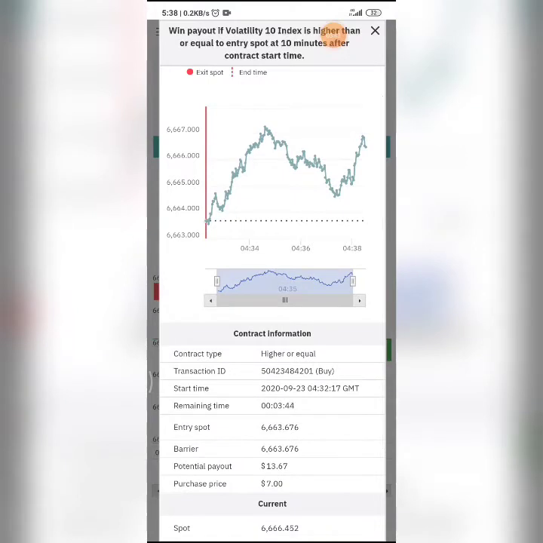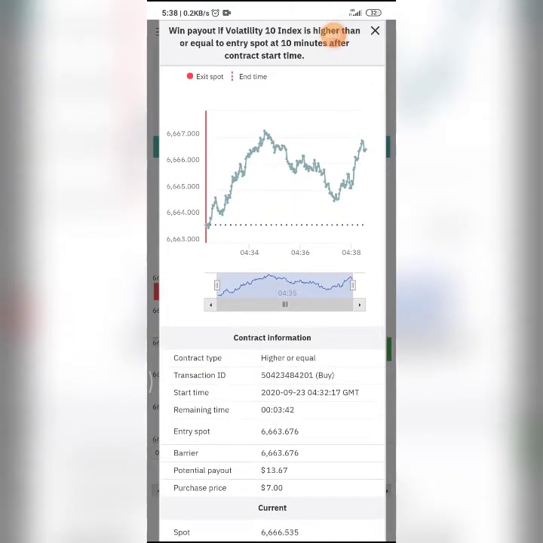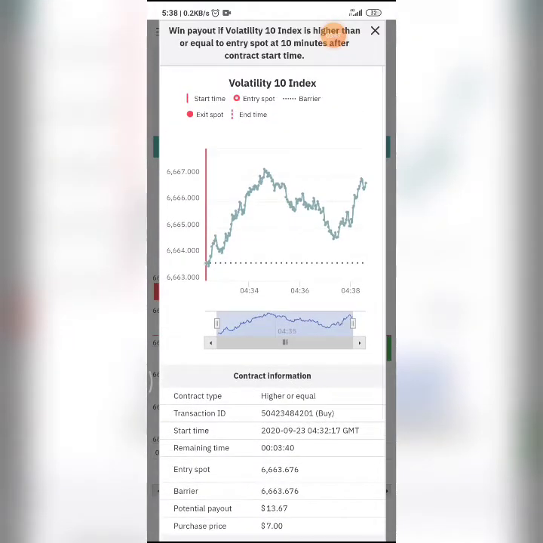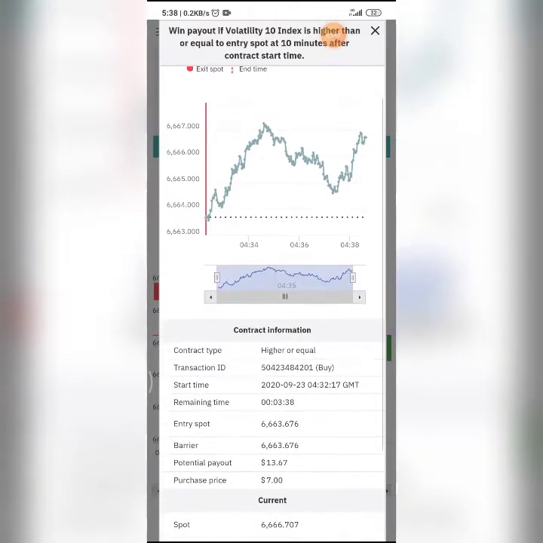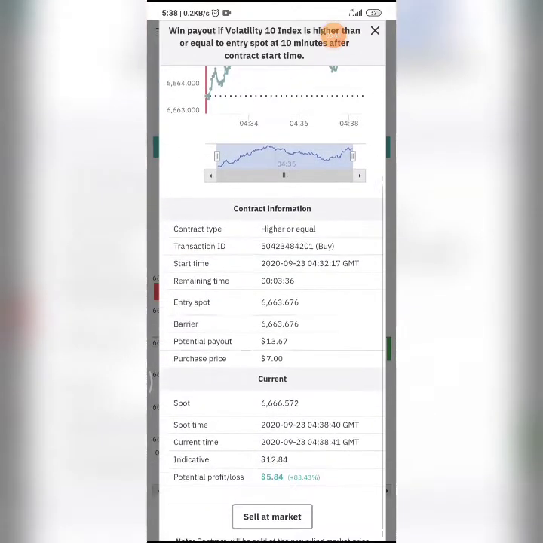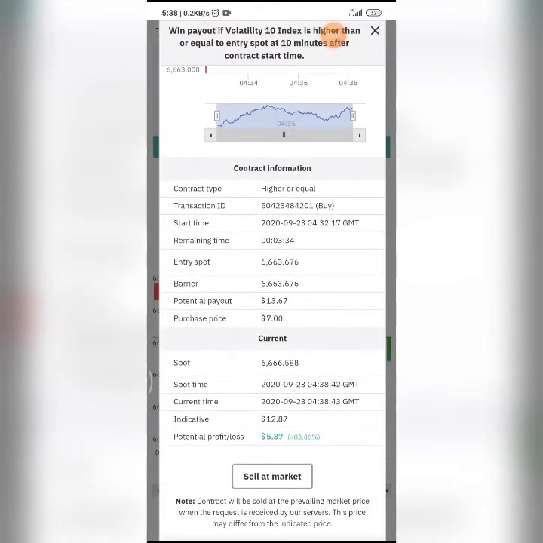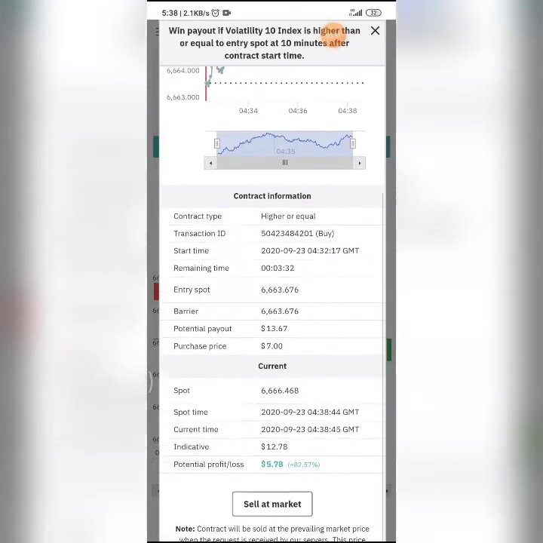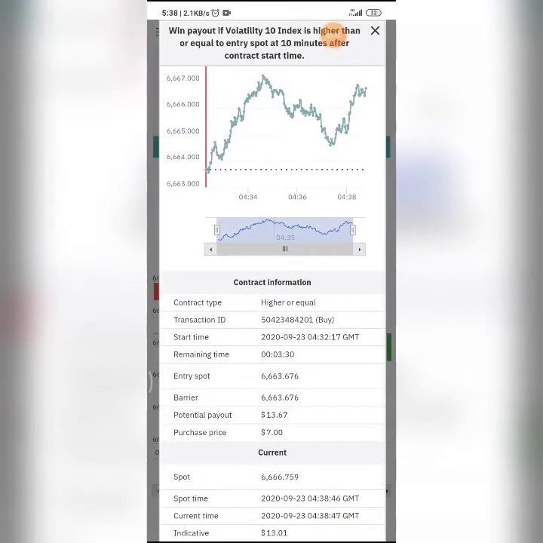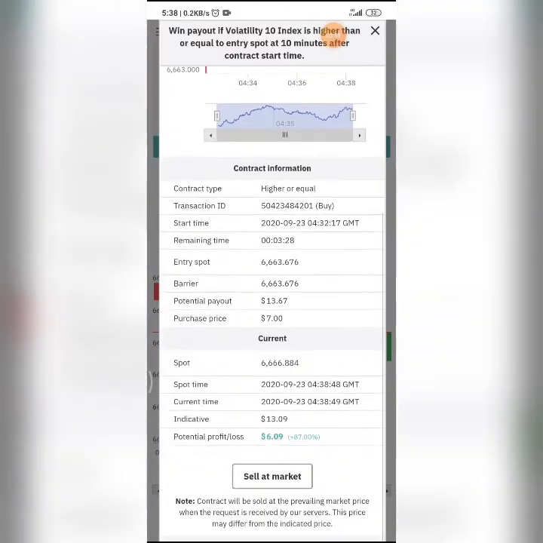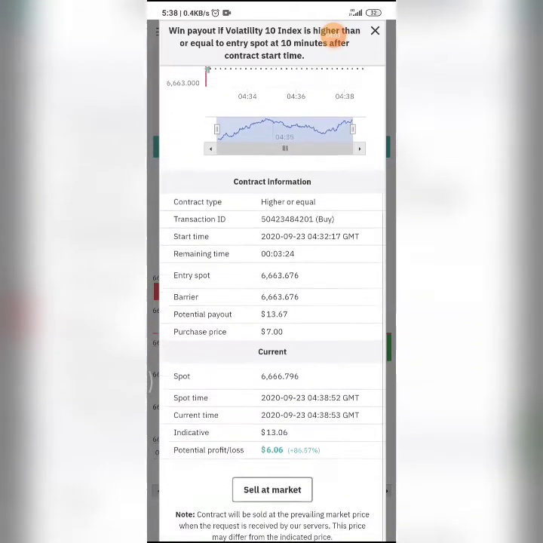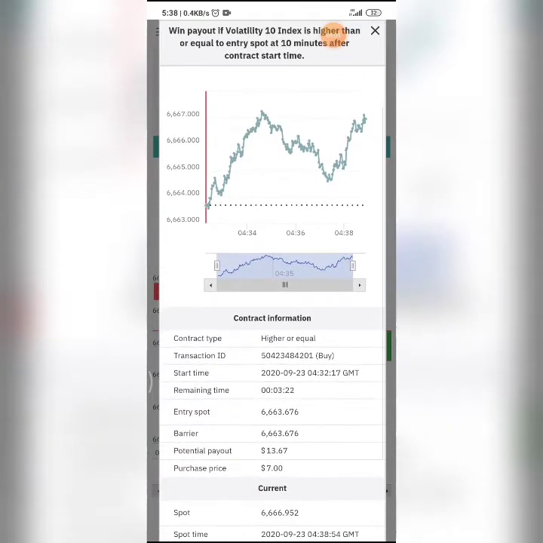So let's just see with time lapse. You see, there's something about this trade, it's the rise and fall, higher or equal. So as it keeps going up, if it keeps going up and the time keeps reducing, then the profit increases. So you can see it is 6. I've gotten 88% profit, and I can let this ride for the next 3 minutes.